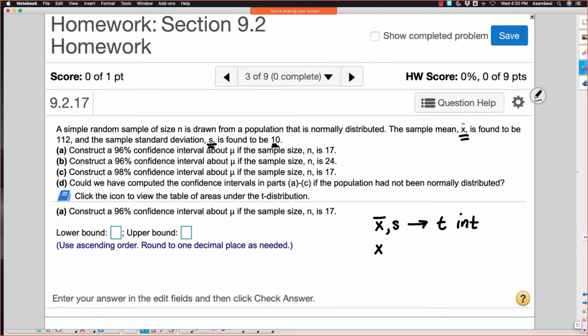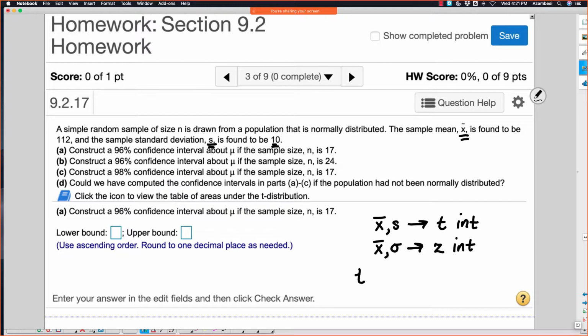If you're given x bar and sigma, then you can use a z interval. In real life, we almost never use the z interval, but you can if you're given a sigma or a population standard deviation. Most of the time, we're using a t interval. So you can use either the t table in order to find values of t, or you can use the inverse t function to find values of t.